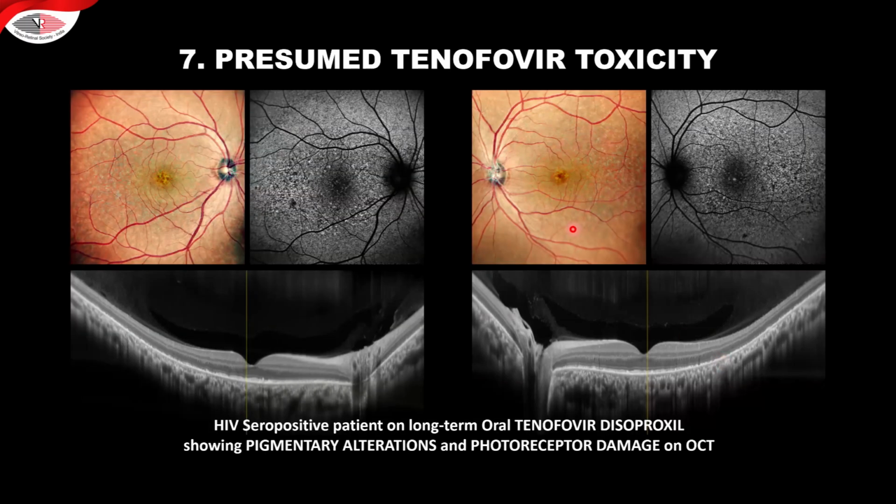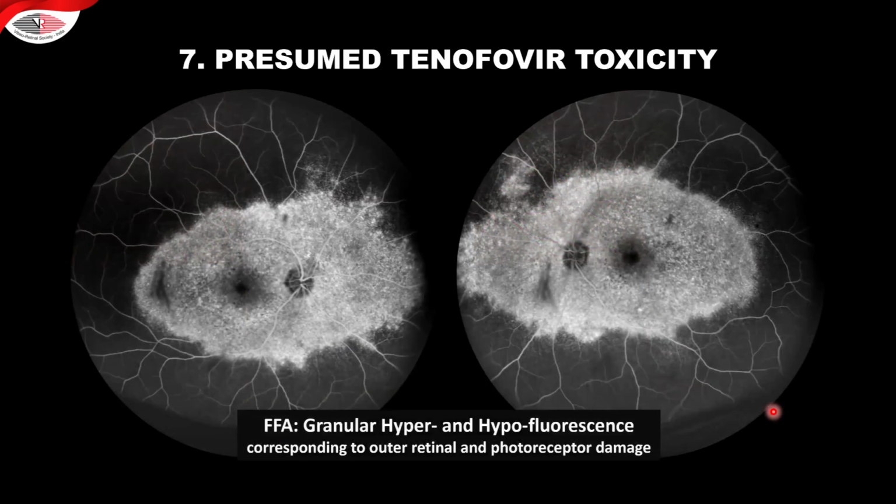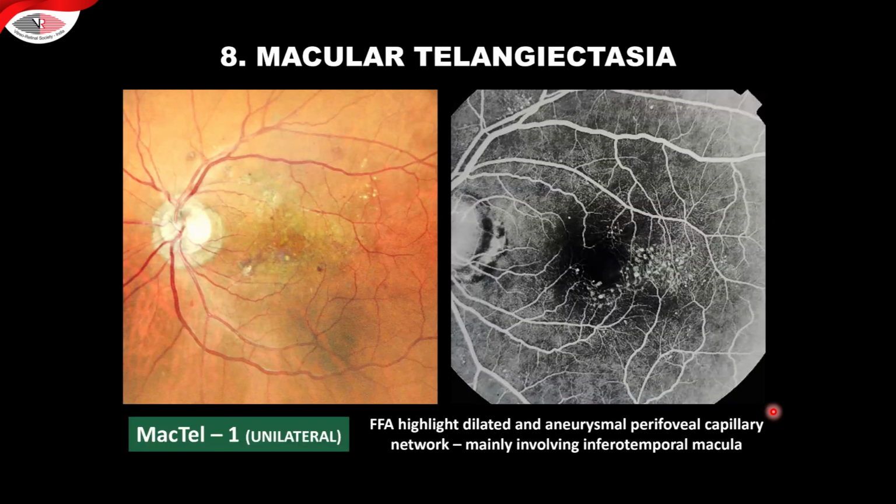There's a subtle change happening in the pigmentary areas clinically, on the infrared images and on the OCT. Look at the FA, where you see a much more aggravated picture of the same entity, which shows you outer retinal and photoreceptor damage from this use.